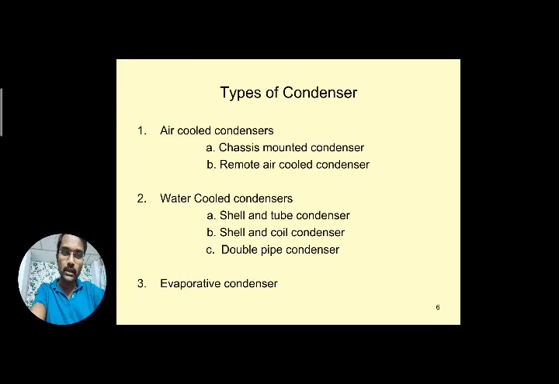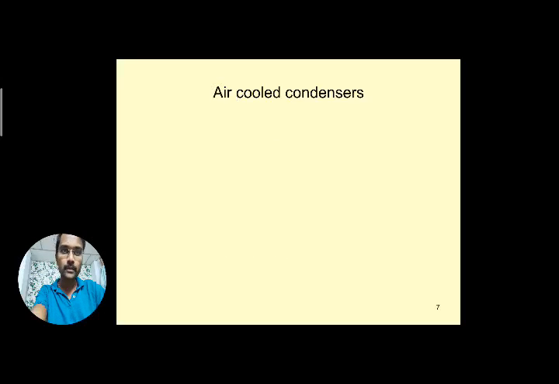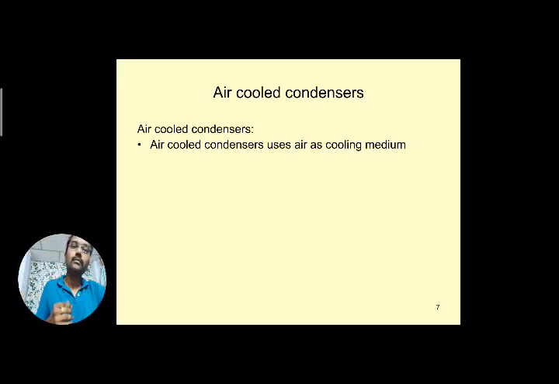The third one is the evaporative condenser. In today's class we'll mostly explain up to the double pipe condenser, so that everything will be clear. In the next classes we will see the evaporative condenser. It's a quite interesting topic. Meanwhile, in today's lesson we'll complete the air cooled and water cooled condensers. So coming here, the air cooled condensers. It is simple to identify what type of condenser it is.